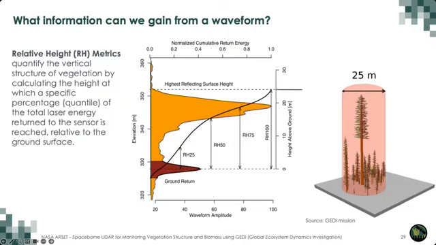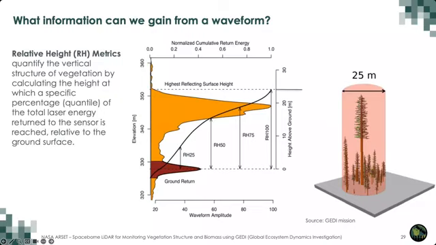Similarly, relative height 50 is the height of median energy. In other words, this is the height at which 50%, so this amount of energy, this lower part of the waveform, has been returned to the sensor, but still 50% of the remainder of the waveform energy has not been returned, right? So RH50 is by definition lower than RH100.